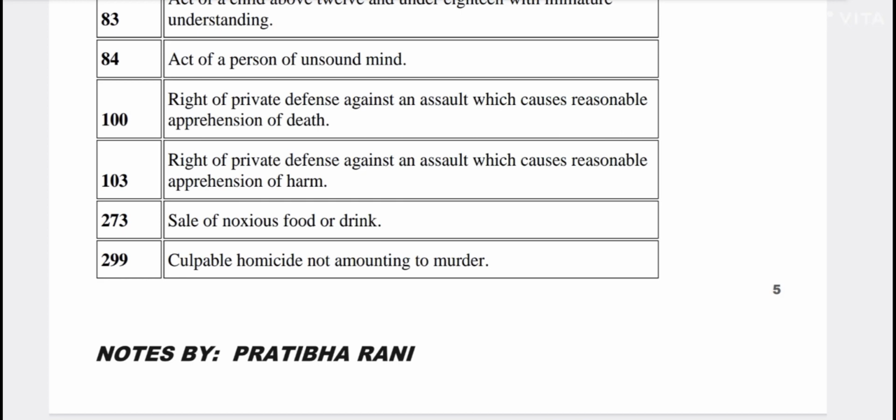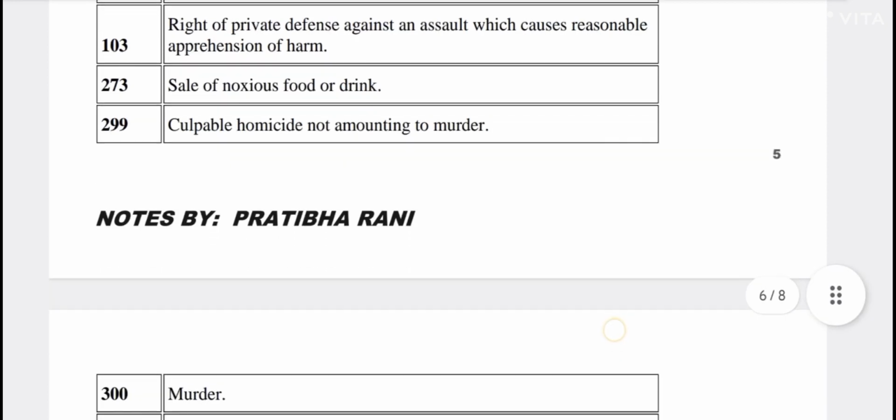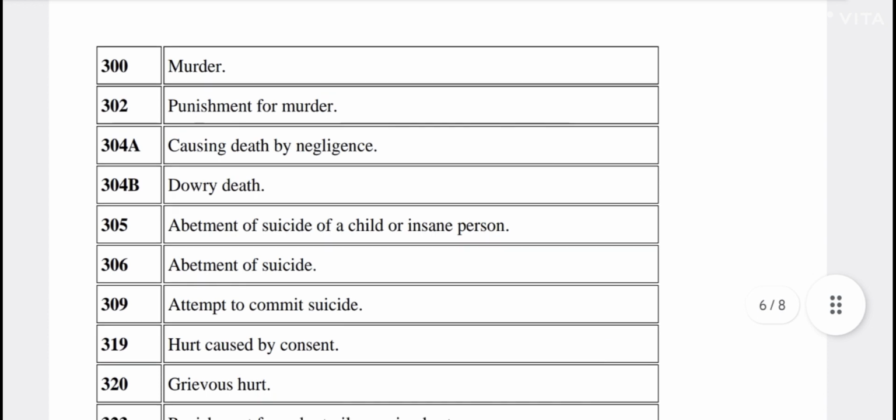Then 100, right to private defense against an assault which causes reasonable apprehension of death. And 103 is the same but in apprehension of harm. Then 273, sale of noxious food or drink. Then 299, culpable homicide not amounting to murder. Then 300 is about murder, and 302 is punishment for murder.